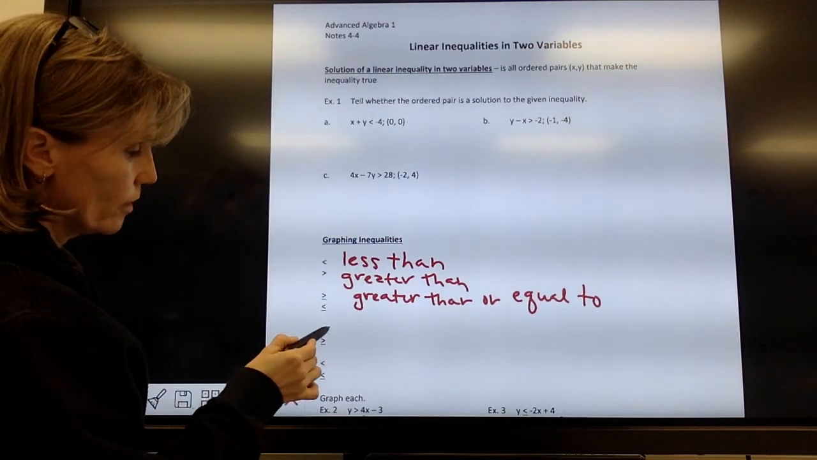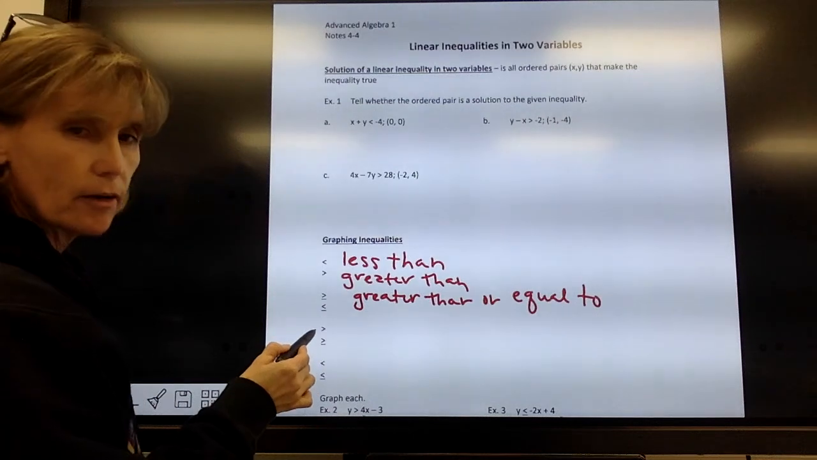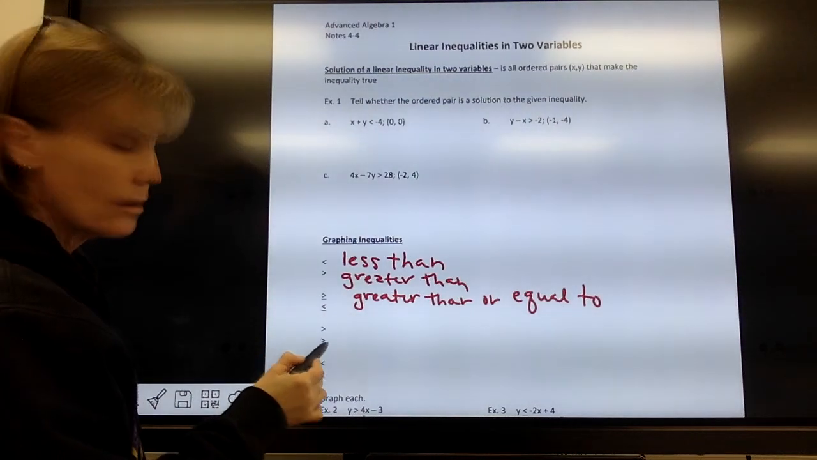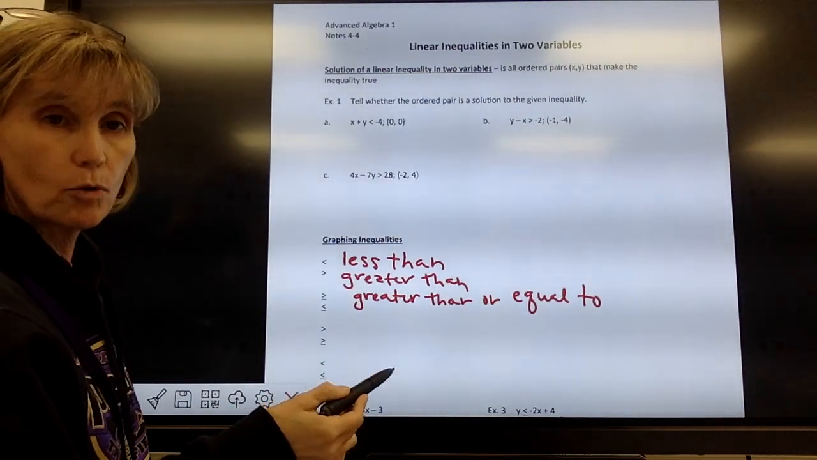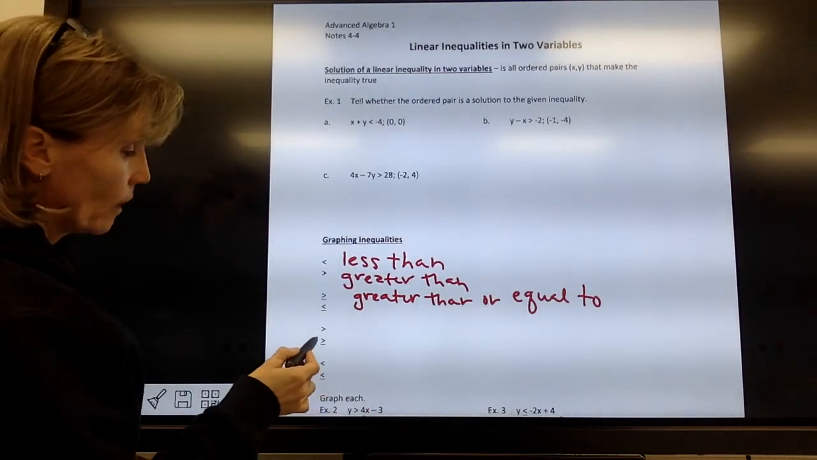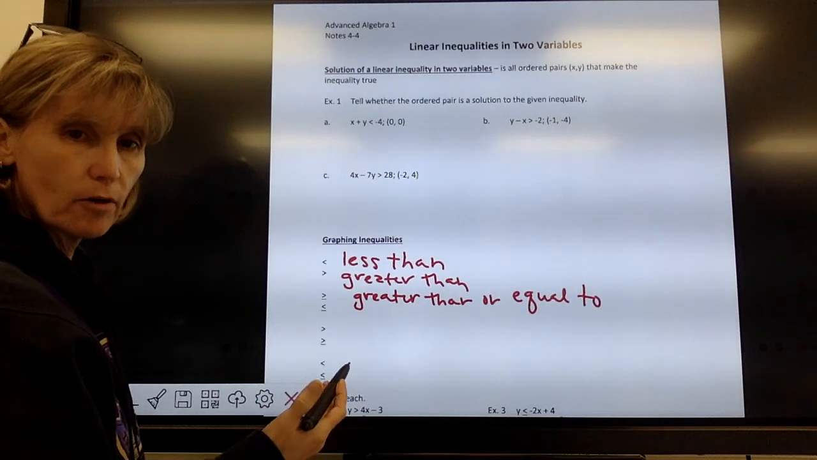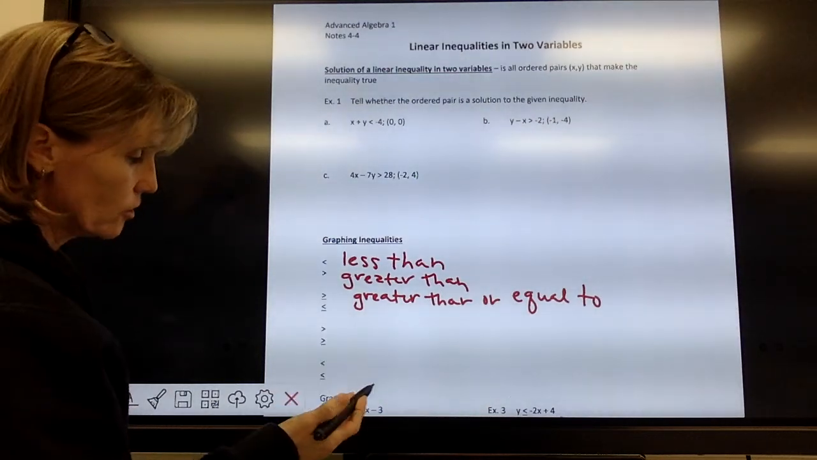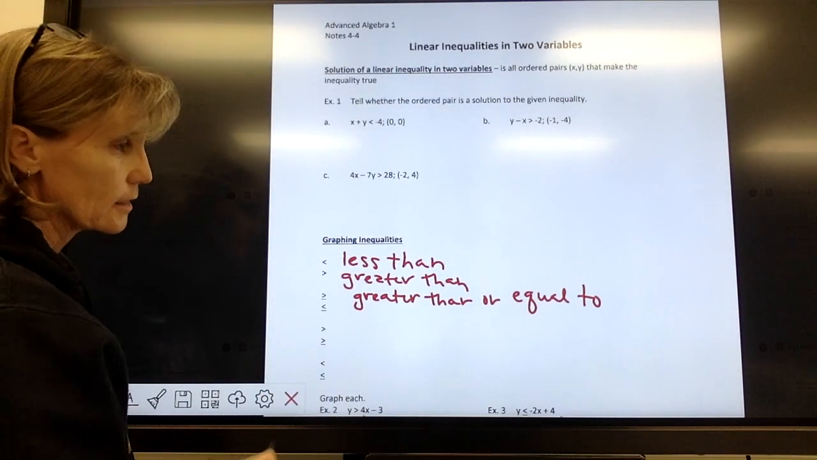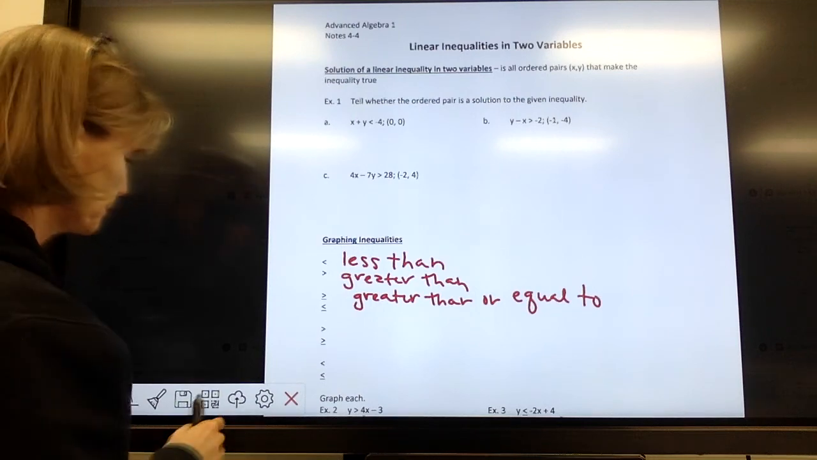Okay, this is just a greater than sign, so if it doesn't have a line underneath it, it just means greater than. That means if it happened to be equal in that situation, it would be false. If it says greater than or equal to, then it's going to be greater than or it could be equal to. Just make sure you follow it. This is a less than sign, this is a less than or equal to.